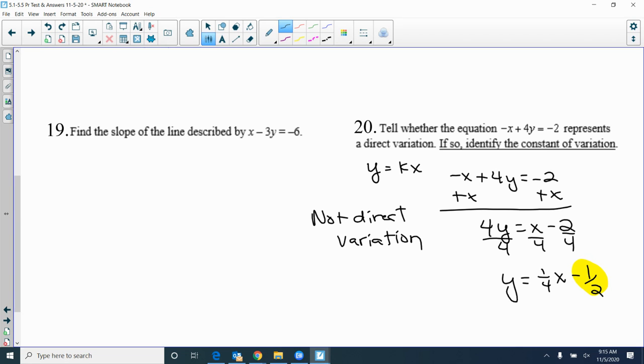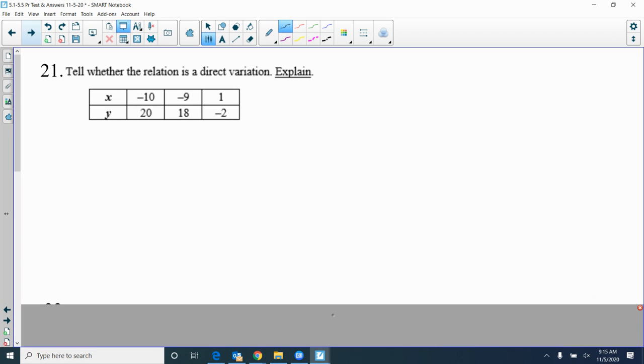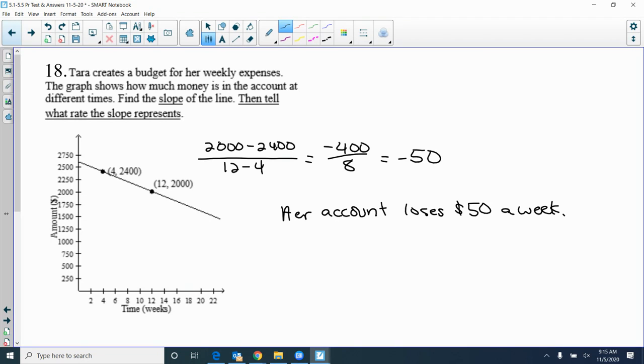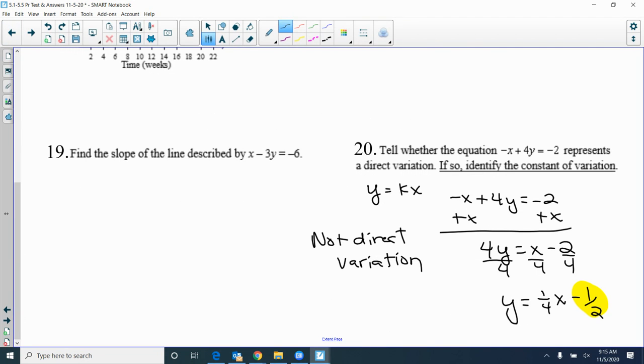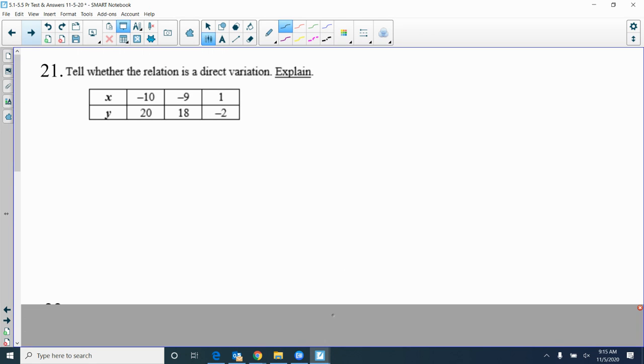So 21. Okay, tell whether the relation is direct variation. There's a key thing you got to do. It's not a constant change in x and y. That's just to tell it's linear. We got to do something else for direct variation. What'd you write for 19? You got to find the x and y intercepts and then use those. I want to make sure we get to these other ones because we've had that one.